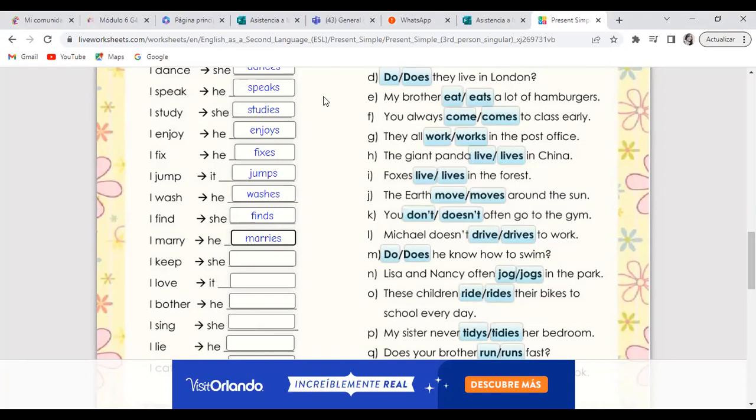Next. Keep. Por ejemplo, ella guarda un secreto. She keeps a secret. O mantener una promesa. She keeps a promise. All right, guys. She keeps a promise.